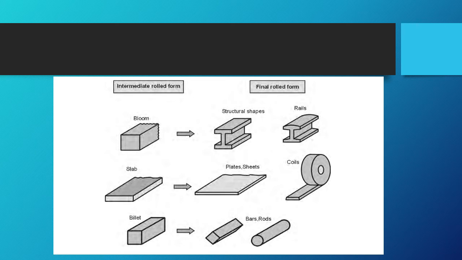A typical bloom is an intermediate product, and the final product generated from a bloom can be structural shapes or rails. A slab is also an intermediate product; you can make plates and coils out of it. And a billet is also an intermediate product; you can make bars or rods from a billet.